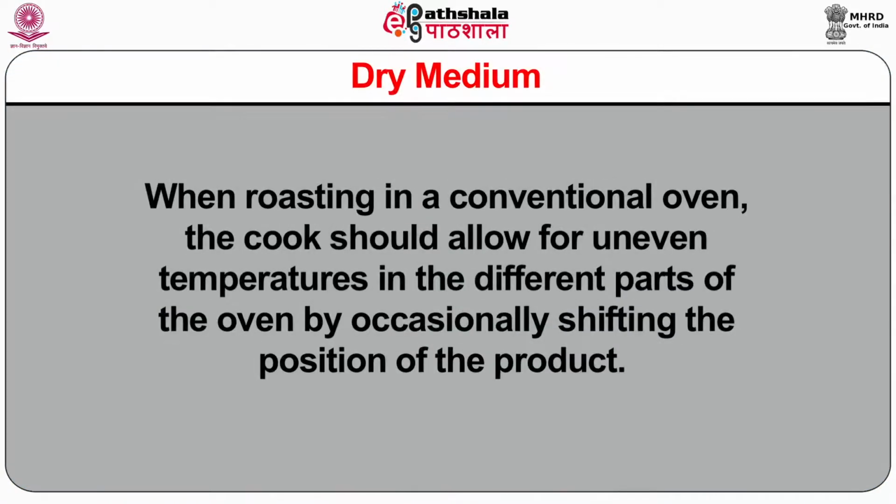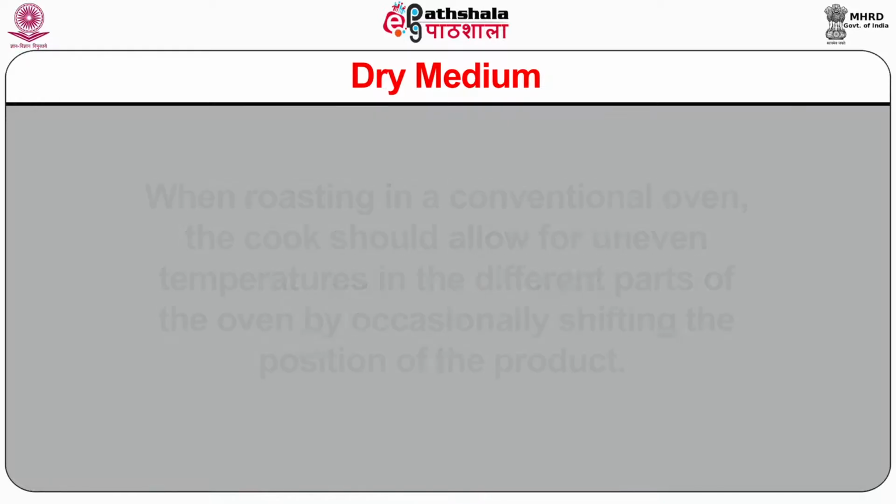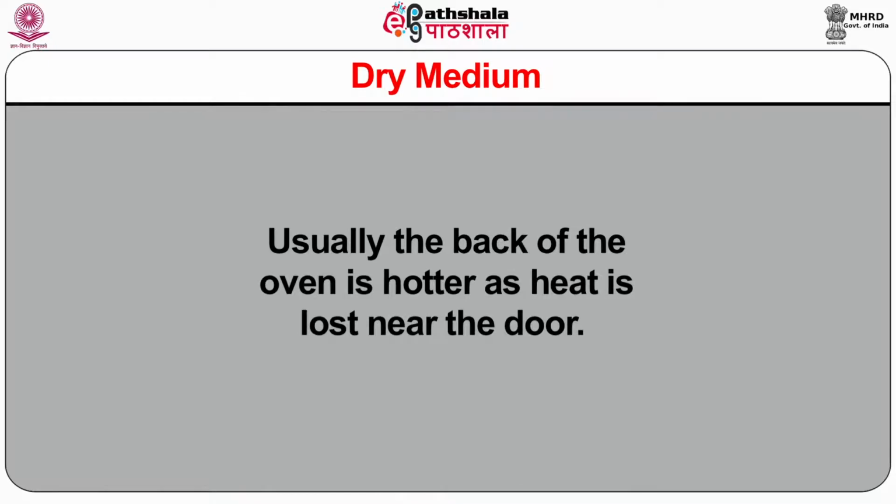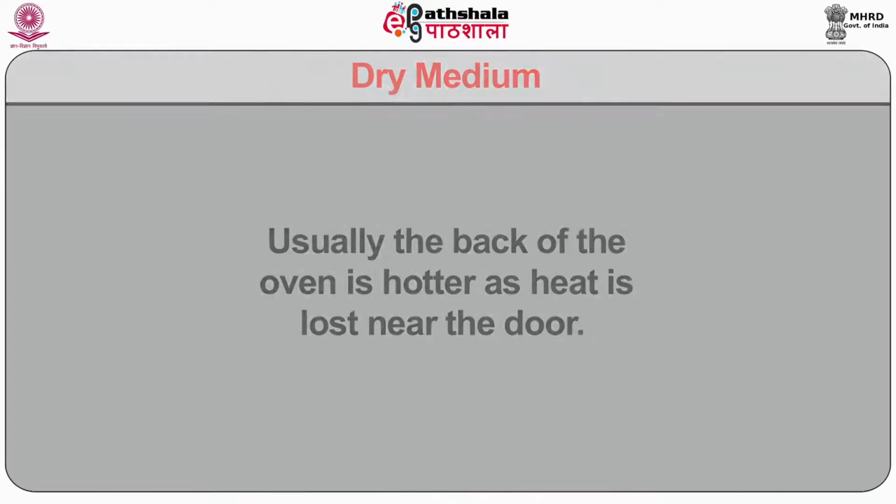When roasting in a conventional oven, the cook should allow for uneven temperatures in the different parts of the oven by occasionally shifting the position of the product. Usually, the back of the oven is hotter as heat is lost near the door.